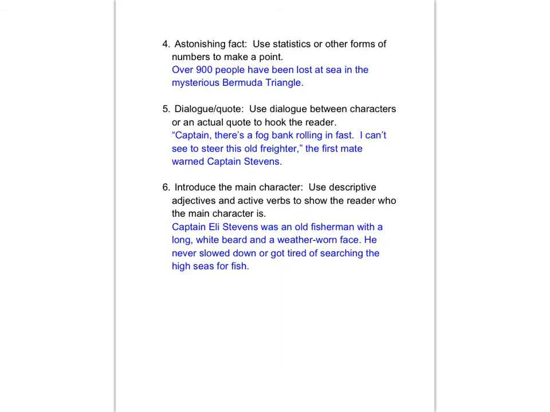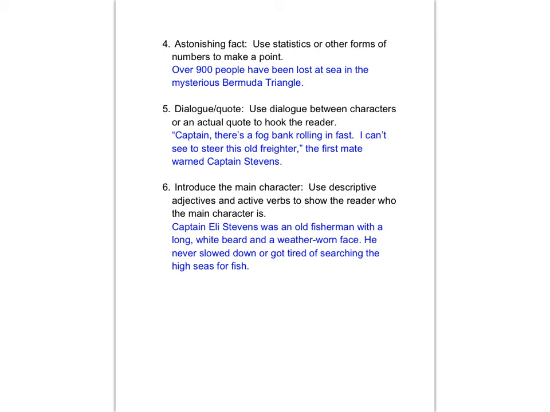The fourth style of writing a good lead or an effective lead is called an astonishing fact. I typically save this type of lead if I'm writing nonfiction, if I'm writing a research paper, but they can work in a fiction narrative. Very often in an astonishing fact, you use statistics or other forms of numbers to really drive home a point. So here's an example. Over 900 people have been lost at sea in the mysterious Bermuda Triangle. So that's pretty astonishing, something that's mysterious, but 900 people have been lost.